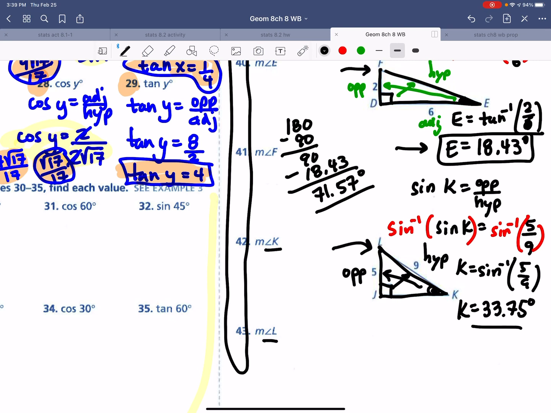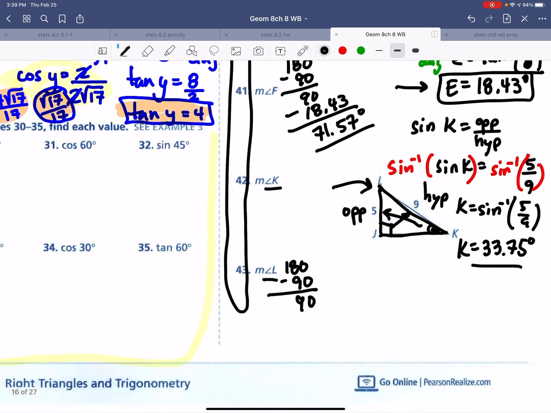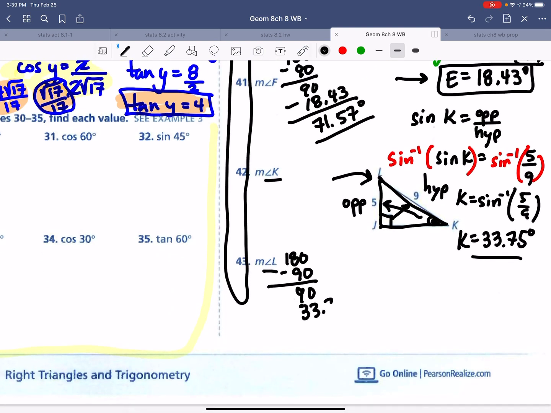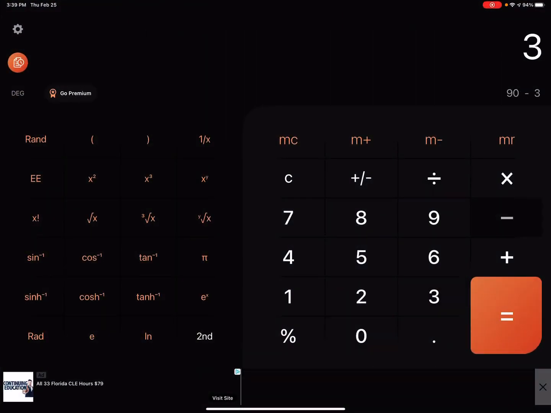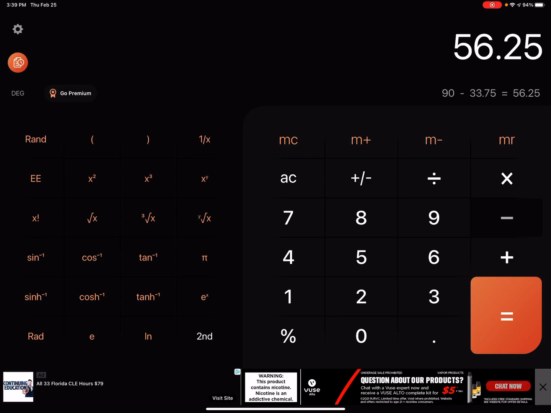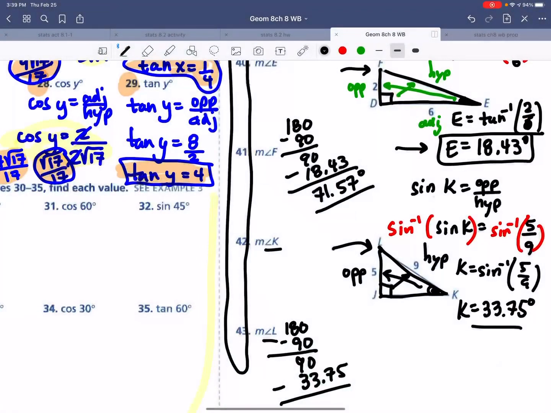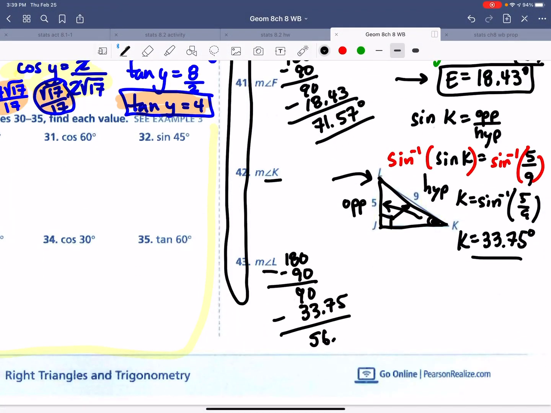It would just be what's left over from 180. So what is 90 take away 33.75? 56.25. Check out the next video for the next set of questions.